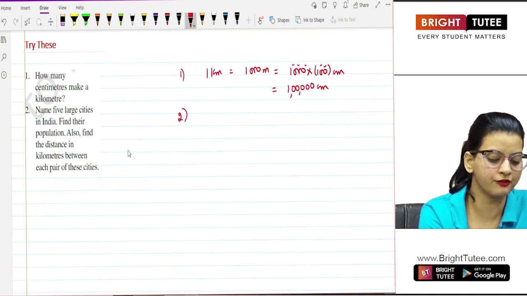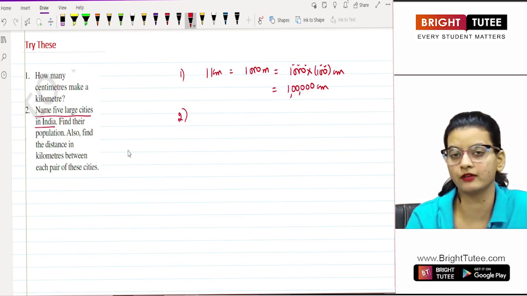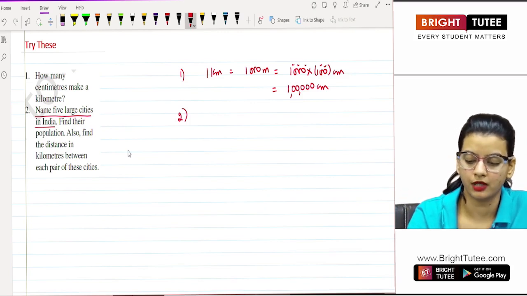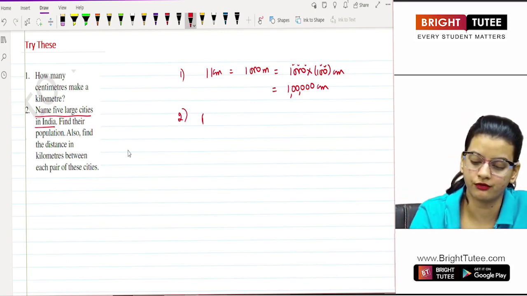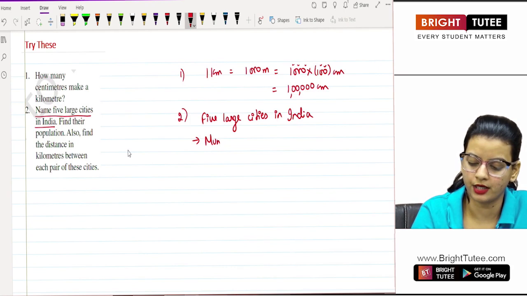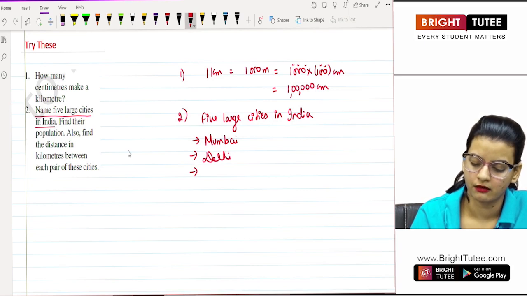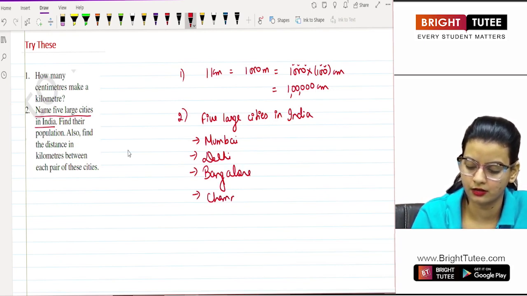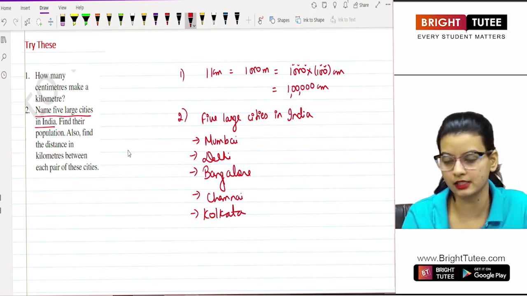Now the second one is: name 5 large cities in India. So we have to name 5 large cities in India. At the top of my mind, I have Mumbai, then we have Delhi, we have Bangalore, then we have Chennai, then we have Kolkata. So these are large cities in India.